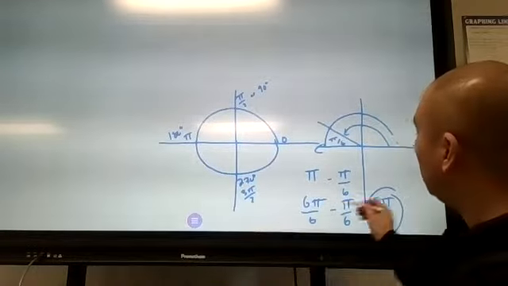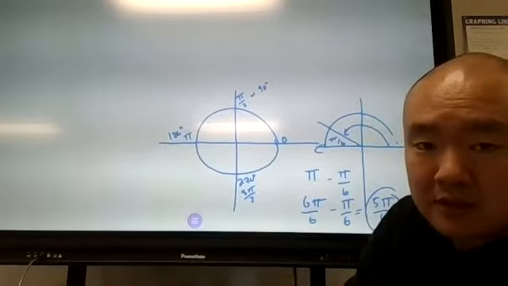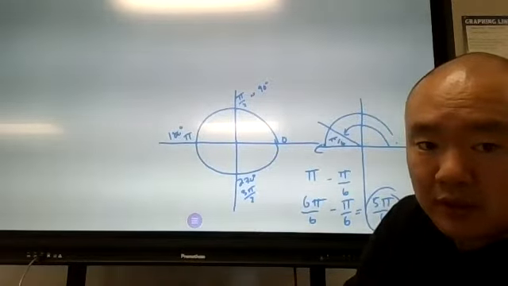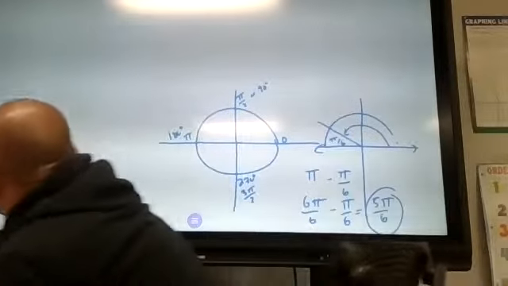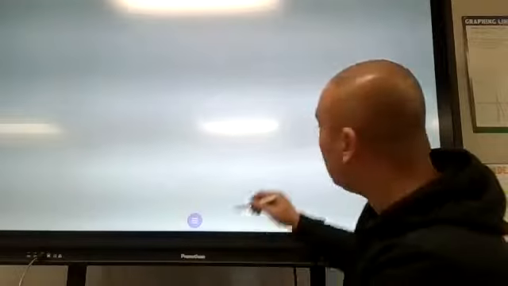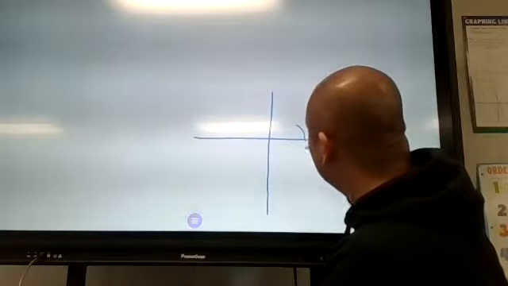The reason you have to keep this in pi is that the problem gives you radians. All right, let's look at number 13 real quick. For number 13, you're going the opposite direction. So you're not going this way, you're going this way.